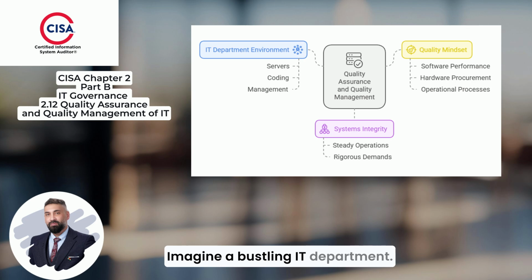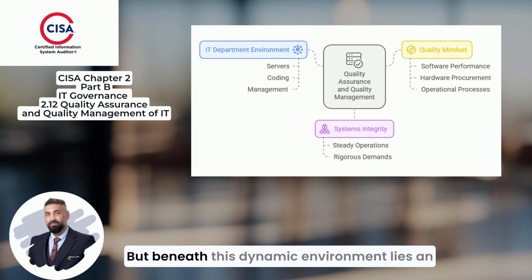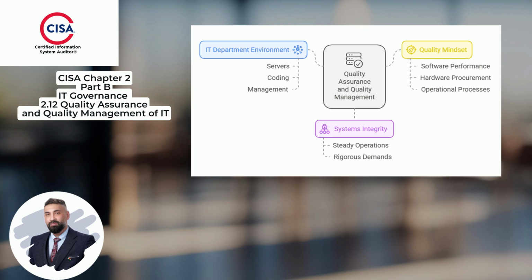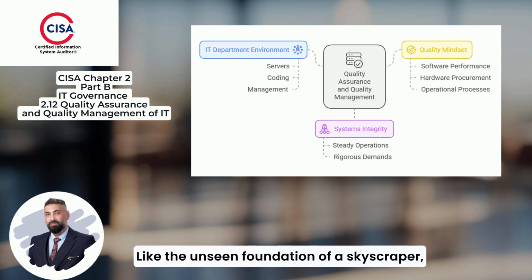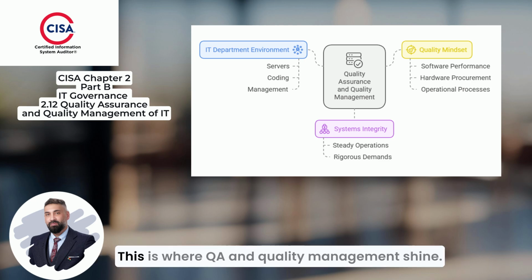Imagine a bustling IT department. It's filled with the hum of servers, coders typing away, and managers ensuring deadlines are met. But beneath this dynamic environment lies an often invisible layer crucial for its integrity: the systems that ensure quality. Like the unseen foundation of a skyscraper, these systems keep the entire operation steady, reliable, and capable of withstanding rigorous demands. This is where QA and quality management shine.